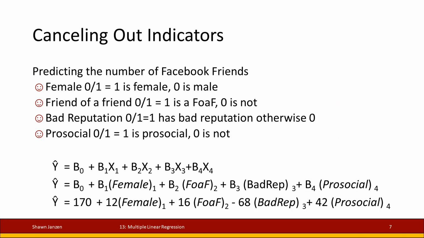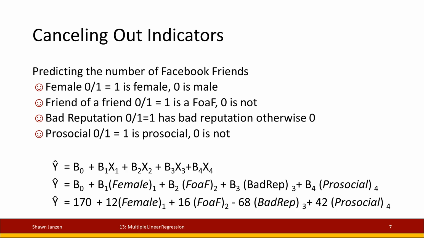And I'm going to be looking to predict the number of Facebook friends. And I have 4 predictor variables here, and I have B1, X1, B2, X2, B3, X3, B4, X4. These are going to correspond to 4 variables. 1 is an indicator of if you are female. So 1 is if you're female, 0 is if you're male. Or if we were being a little bit more diverse with our gender options, 1 would be female, 0 would be other than female. Friend of a friend is another indicator variable.